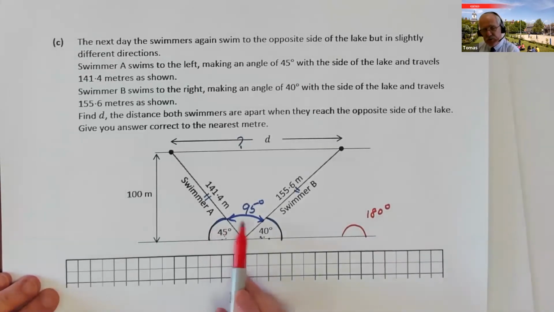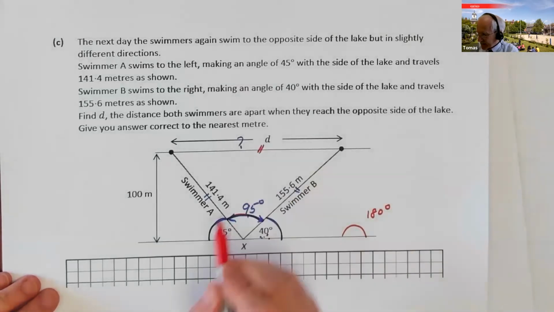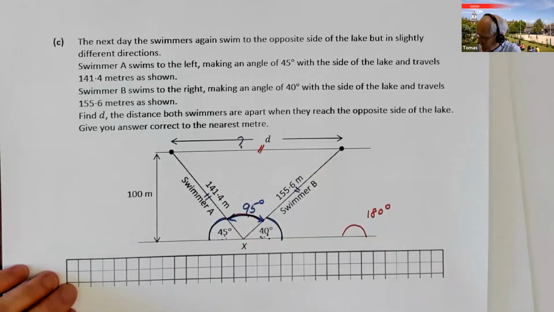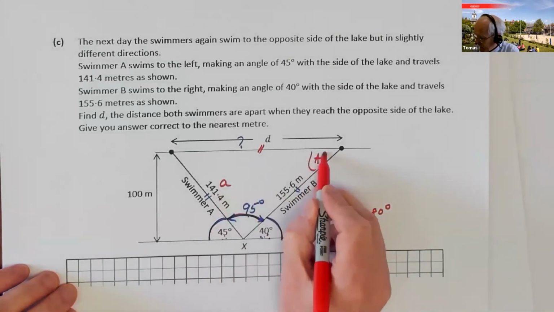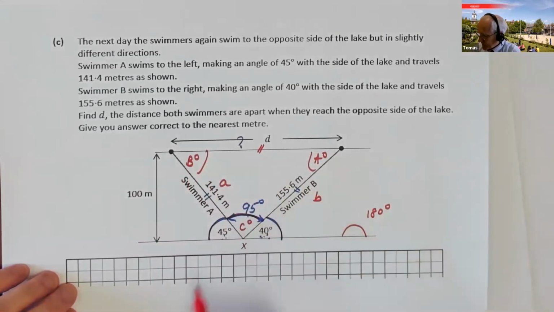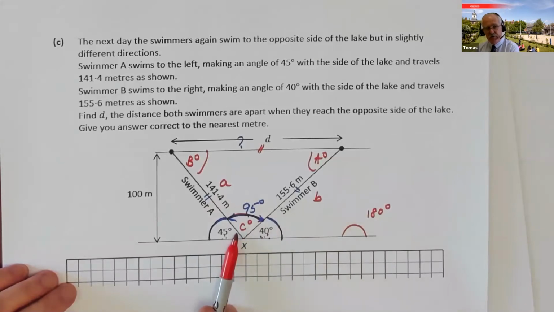then these 3 angles must equal 180. So 45 and 40 is 85. Add 95, you get the remainder. What we're doing now is we're trying to find that length there. So what do we know? We know side A, side B, and angle C. So we've got 2 sides and the angle in between.